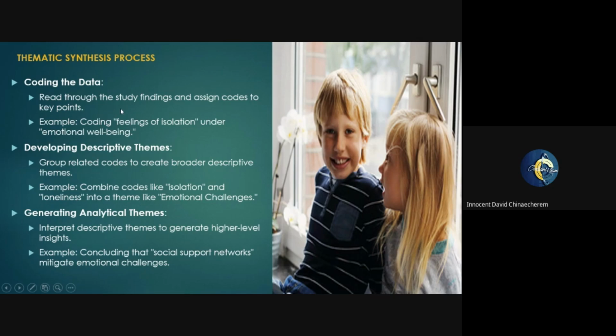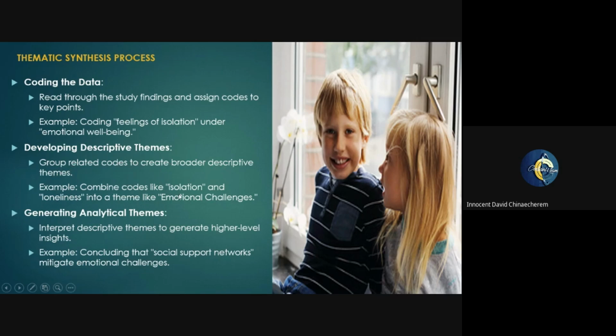Some of these things could be codes, like maybe in a study that is looking at isolation and emotional well-being, you might pick out codes like feelings of isolation, emotional well-being. It could also be other things like trauma and all that. So these are some of the codes that we need to start by picking out. Then, when we are done picking them out, we can group all these codes to create a broader descriptive theme.